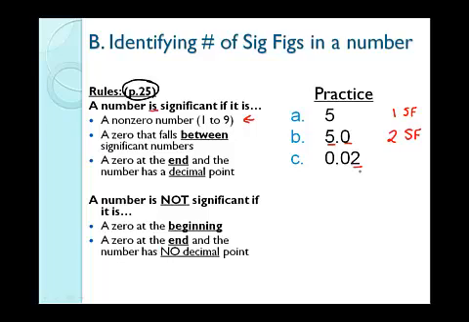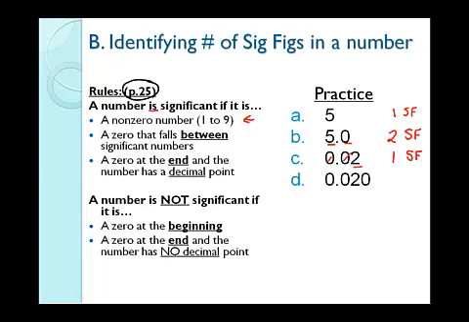How about this number? Well, we know that the 2 is significant because it's a non-zero number. What about the zeros at the beginning? Where are the rules about zeros at the beginning? Oh, zeros at the beginning are not significant. So those zeros are not counted as significant. The reason is because they're just there to tell us that this is a really small number. It's 0.02. We couldn't write that any other way. So that would have 1 sig fig.